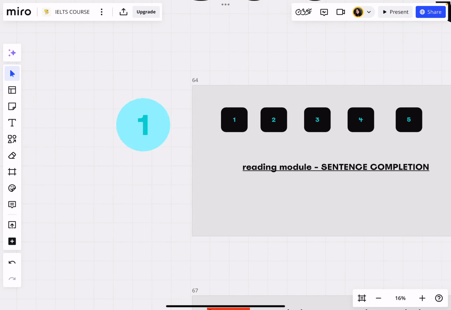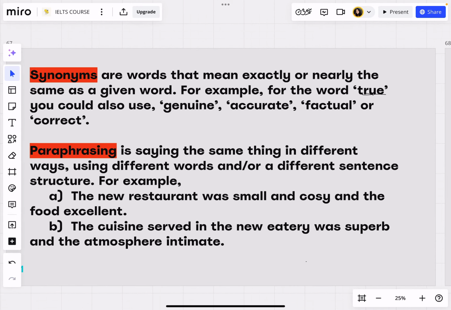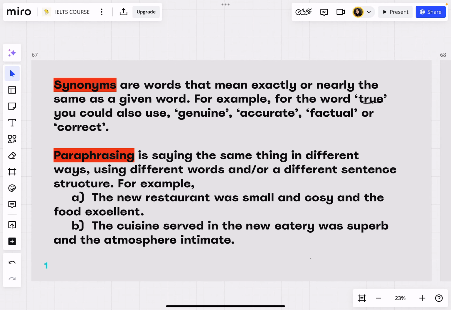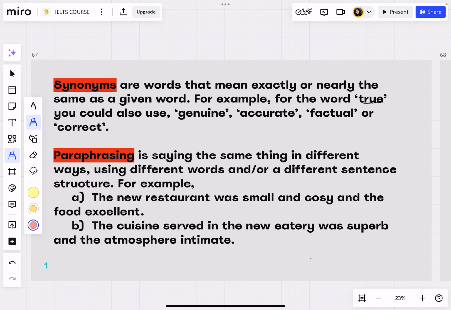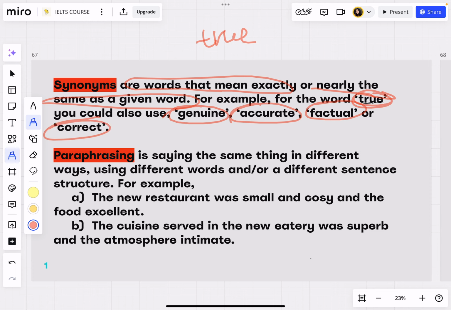Now I'm going to show, so let's move on. First of all, let me explain the difference between synonyms and paraphrasing. Synonyms usually mean exactly or nearly the same as the given word. For example, true has several synonyms, like genuine, accurate, factual, and correct. So they are synonyms of each other.